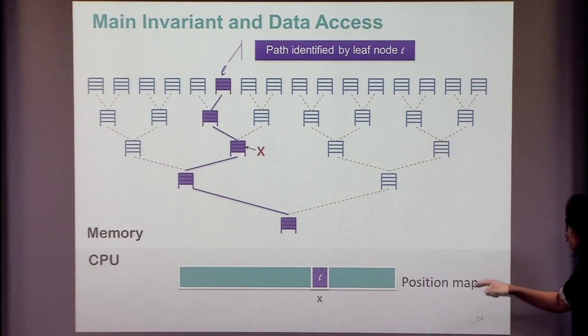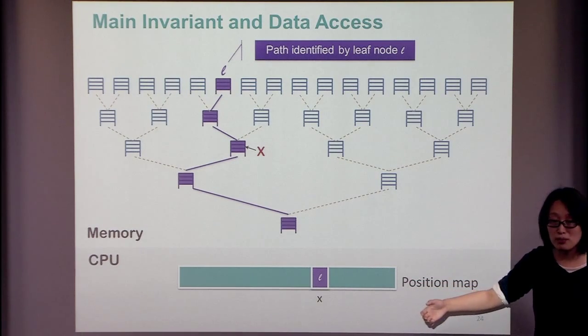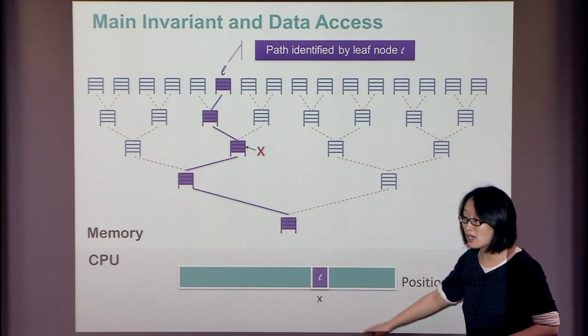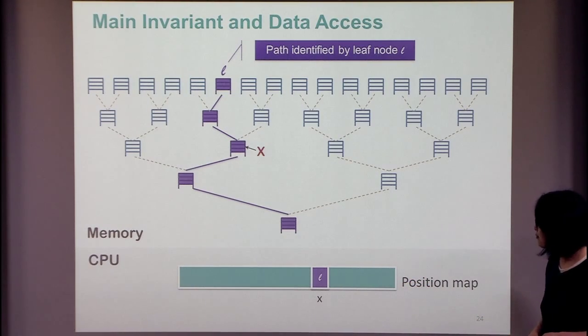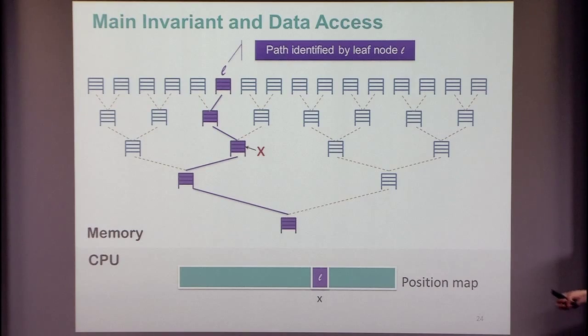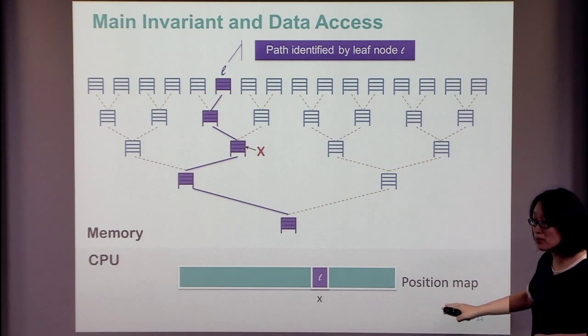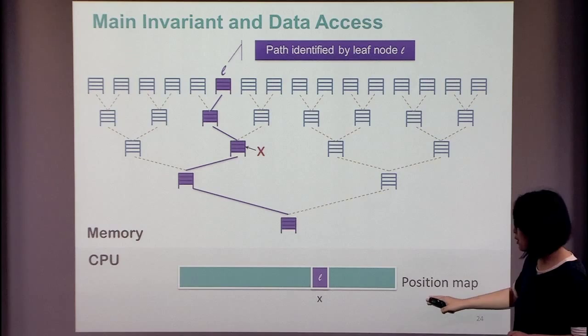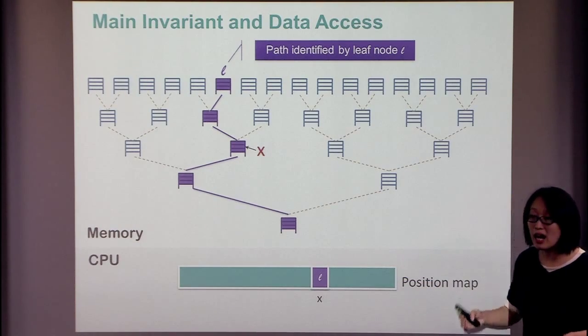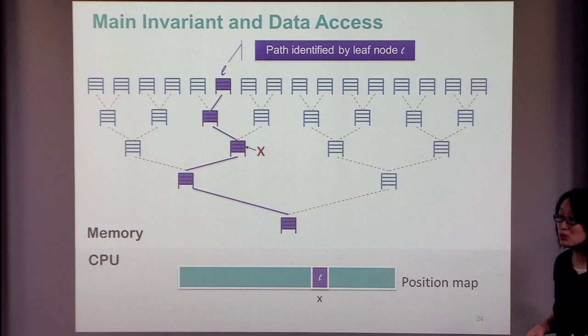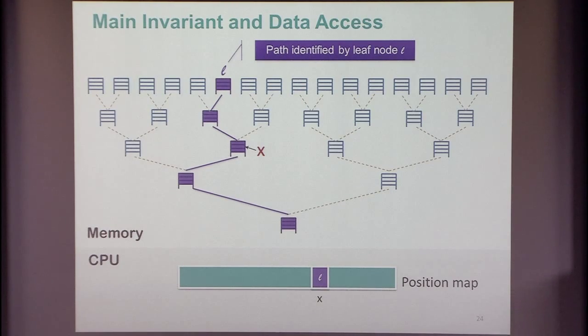In the beginning, I'm going to cheat a little bit. I'm going to pretend that the CPU stores a large position map that records where every block is. Given a data structure like this, reading a block is very simple, because in order to read block X, all I have to do is look up the position map, find out that block X is on the purple path, and then read the purple path. And I'm guaranteed to be able to find block X.